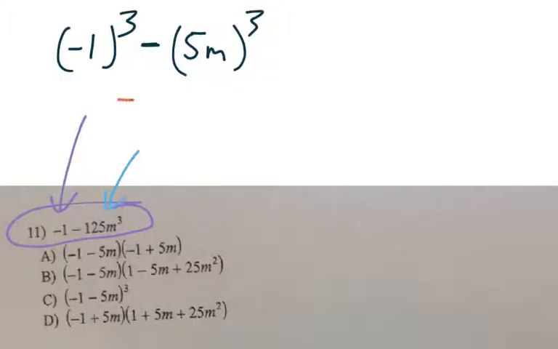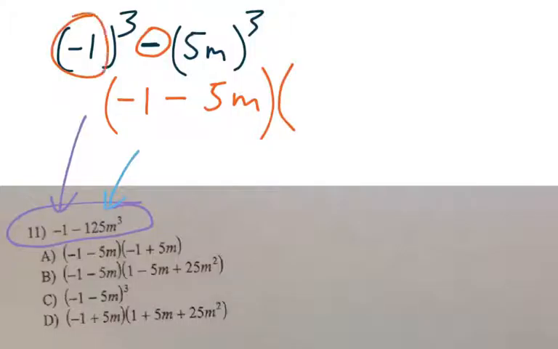I take my first term, in this case -1. Because it's a minus between the two cubes, I'm going to do a minus. If that was a plus, I would do a plus there. And of course, I'm going to minus the 5m, okay? So what I'm going to do now is times that quantity with the first term squared. So what's -1 squared, guys? Well, that's +1, right?